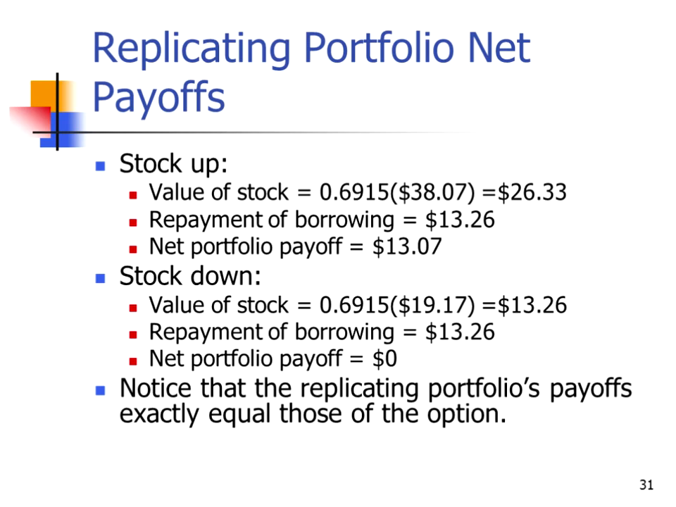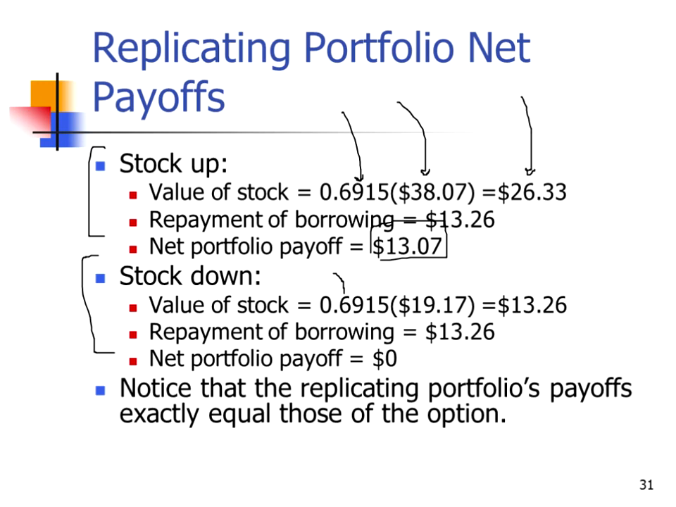So, replicating portfolio net payoffs. Again, looking at the two scenarios, in this case you start with the number of shares multiplied with the price plus the up factor, which is 26.33. Repayment of borrowing is 13.26. Net payoff is 13.07.